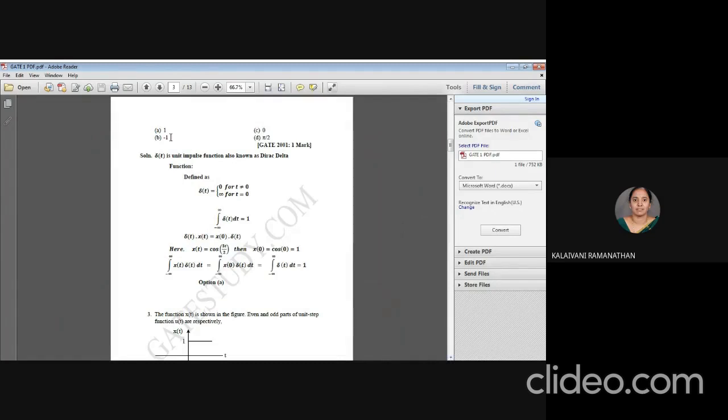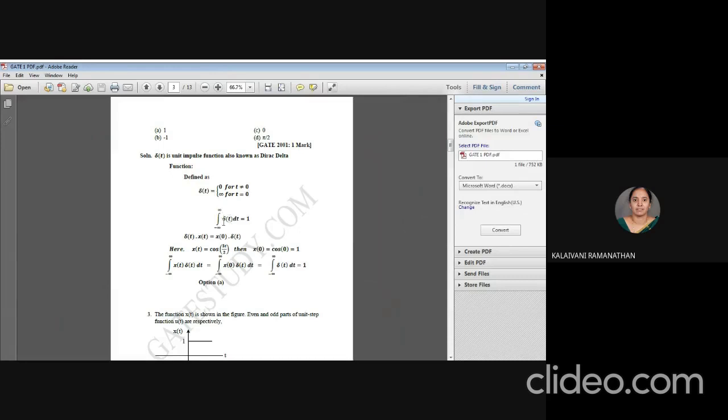So 1 is given in option A. So here the answer is also given, noted as option A. So once again, we shall see the solution. So del of t is a unit sample function, noted as Dirac delta function. It is defined as del of t equal to 0 for t not equal to 0 and infinity for t equal to 0.